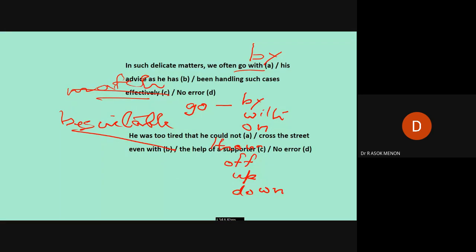He was too tired that he could not cross the street even with the help of a supporter. Yes, Advik said it correctly. He was so tired. Too tired is wrong. He was so tired that. So tired that, that is correct. So instead of too, it is so. So tired that he could not.